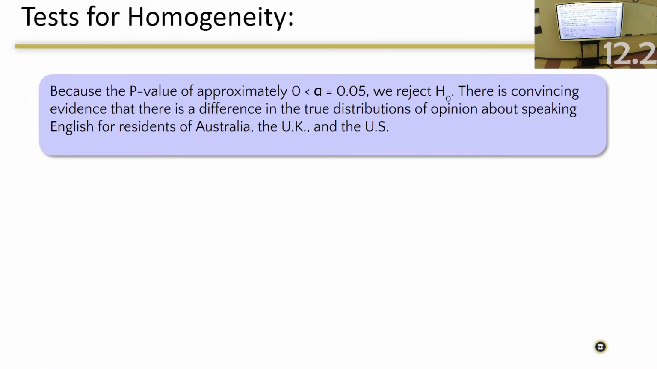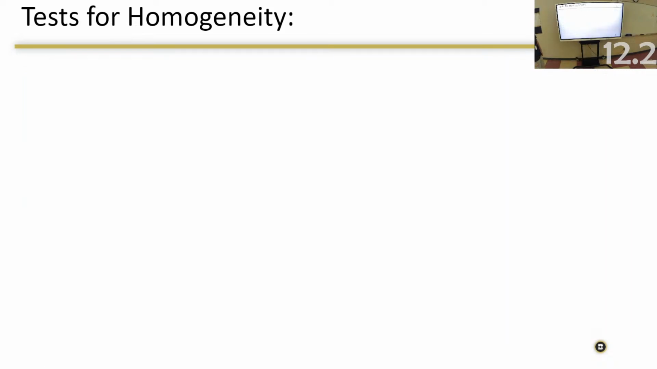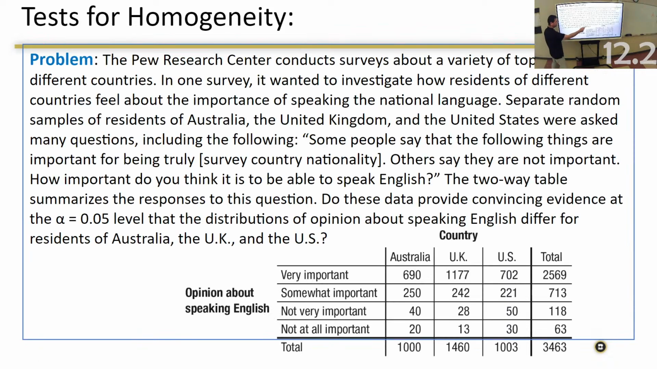Okay? Because the p-value is less than alpha, we reject Ho. There is convincing evidence of a difference. And then I'm going to get it right from the question. There is convincing evidence that the true distributions of the opinion about speaking English differ for those three countries.